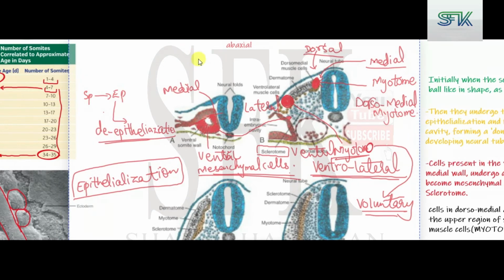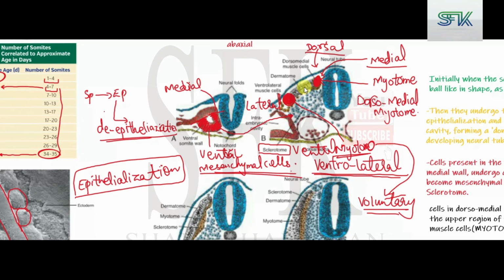Then the portion of the somites which is left in between the two myotomes, let me mark it over here, this portion with the blue boundaries that I made, the portion in between the ventrolateral myotome and the dorsomedial myotome is known as the dermatome.